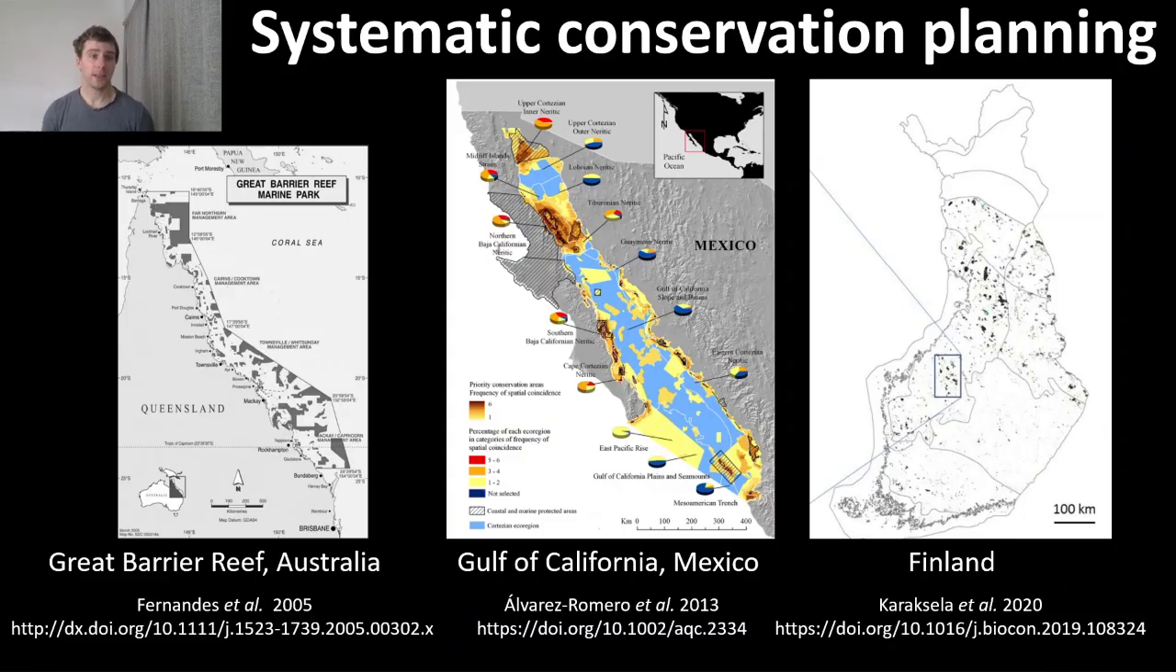To help navigate this kind of difficult decision space, a framework called systematic conservation planning has been developed. This has been around for over 50 years and it's been used in many places throughout the world. Here are some really notable examples. It's been used to help manage the Great Barrier Reef in Australia, develop marine protected areas in the Gulf of California in Mexico, and also develop protected areas in Finland.